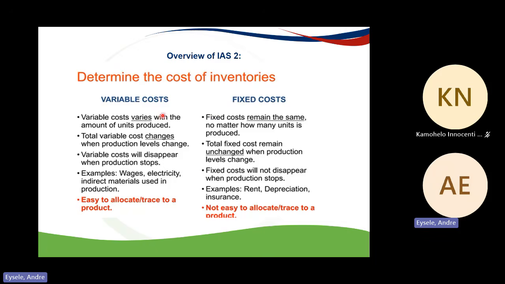So what are variable costs? They vary with production. Variable costs will disappear when production stops. What do they consist of? Wages, electricity specifically for that machine, indirect materials used in production, and they are easy to allocate or trace to a product. Fixed costs remain the same no matter how many units you produce. That's why we will always allocate them based on normal capacity. Total fixed cost remains unchanged when production level changes. Fixed cost will not disappear when production stops. Examples: rent, depreciation, insurance, and they are not easily allocated or traced to the product.